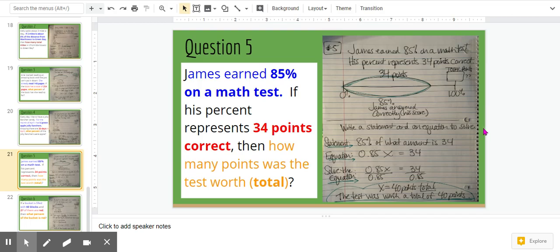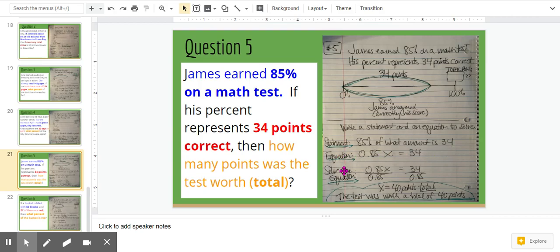In a situation like this, we are trying to work backwards to figure out the total. So a good strategy is to write a statement and then an equation from that to solve. So we'll use our algebra skills to do that. The statement: 85% of what amount is 34? 85% of some total is the 34 points that he earned.